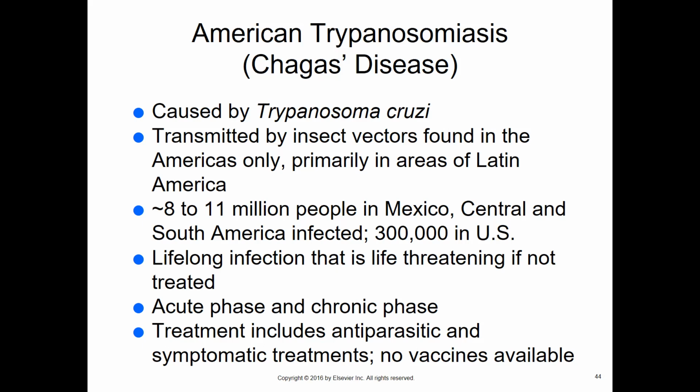After the acute phase, a chronic phase can occur for decades or even life. Some people will develop cardiac complications, including enlarged heart, heart failure, altered heart rate, arrhythmias, or cardiac arrest. Furthermore, intestinal complications can happen, causing enlargement of the esophagus or the colon and leading to problems with eating or defecating. Treatment of the condition includes antiparasitic and symptomatic treatment. No vaccines are currently available.